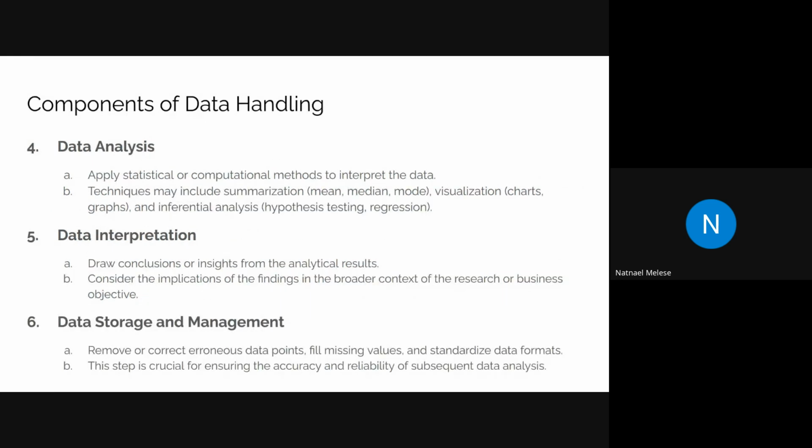The next step is data analysis. So now we have collected the data, organized it, and cleaned it. The next step is to analyze it. We apply statistical or computational methods to interpret the data. For example, let's say we have 100 records of age from a survey. We will interpret this data by using some statistical methods, such as the mean, which means average. We might try to understand what the average age is, what the maximum age is, and what the minimum is.